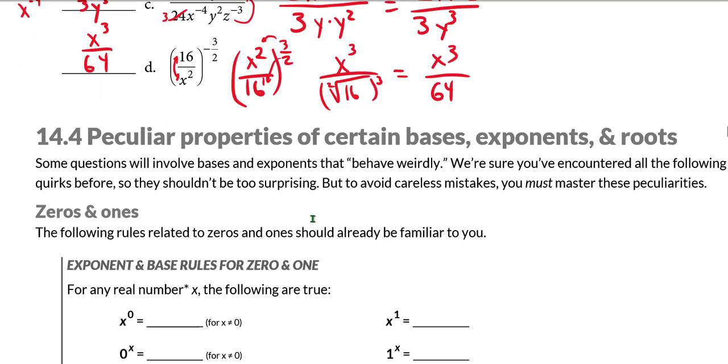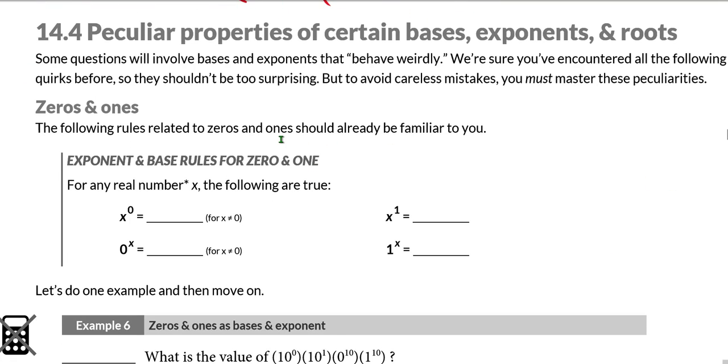Down at the bottom of the page, we have to talk about some peculiar behaviors or properties of certain bases and exponents and roots. We will first talk about zeros and ones. We do need to know that x to the 0 is, you might want to pause the video and try all 4 of these on your own before I give these away. X to the 0 is 1. 0 to the x is 0.